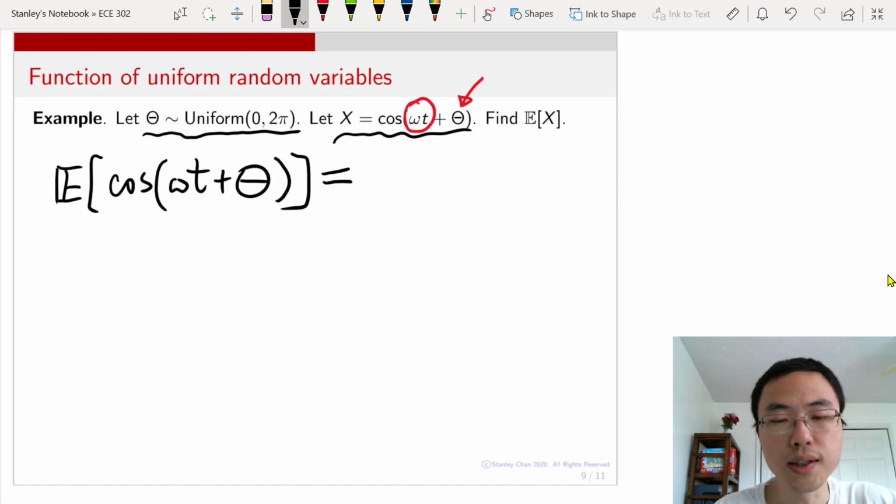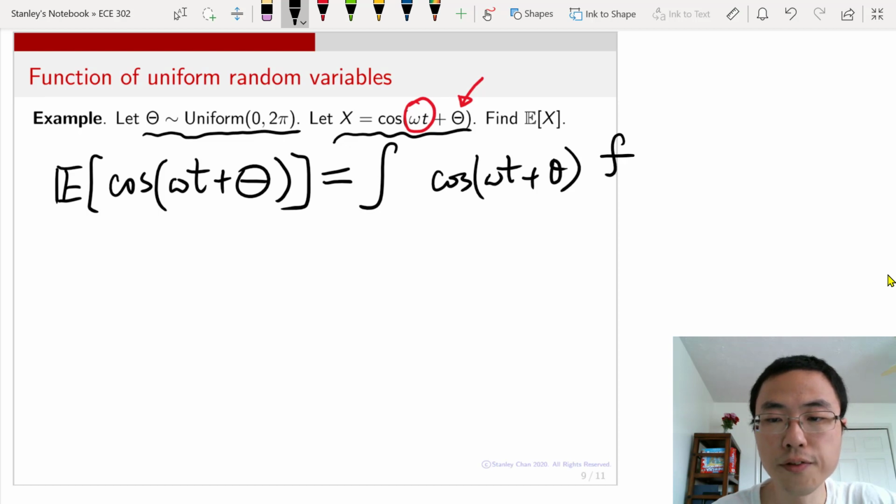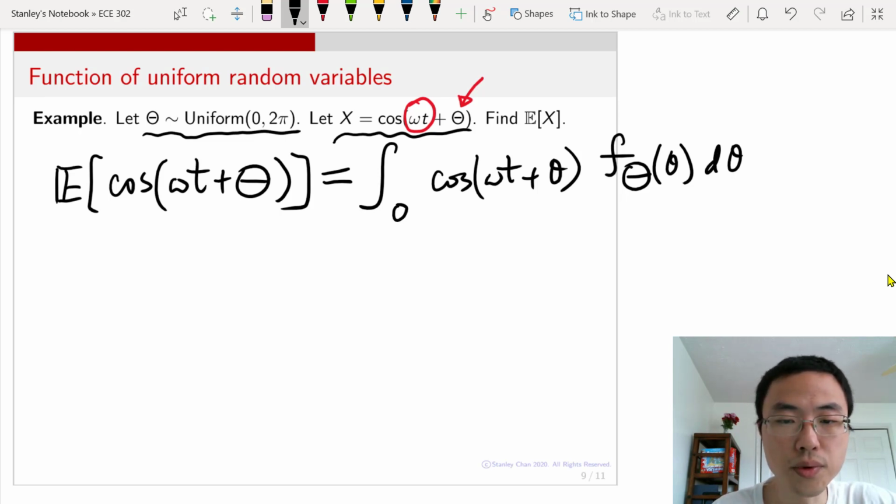And how do we calculate this expectation? This expectation is the integration of cosine(omega t plus theta), and then you will have a PDF of theta, and then d theta. And then we ask, what is the theta range? The theta is from 0 to 2 pi, as we have defined here.